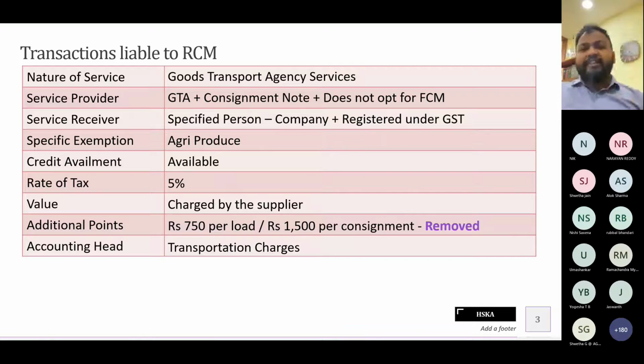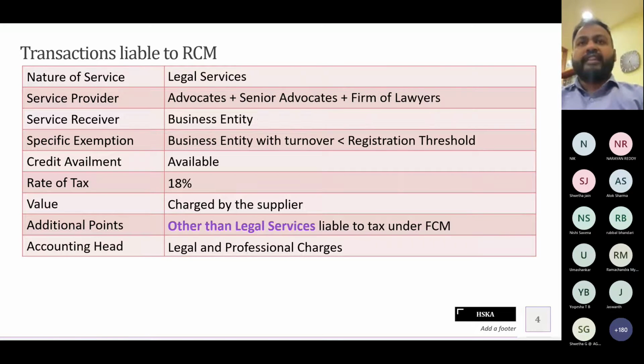Please have a look at the transportation charges ledger, because that's where this expense will be debited in your account. So that's where you will have to be careful when you're reviewing your transportation charges, to check whether a particular party is a GTA or not a GTA, and whether taxes have been charged by him. If not charged, am I required to pay taxes under reverse charge mechanism? Okay. Now that is as far as GTA is concerned. Now, Amarnath, if I can request you to move to the next slide.